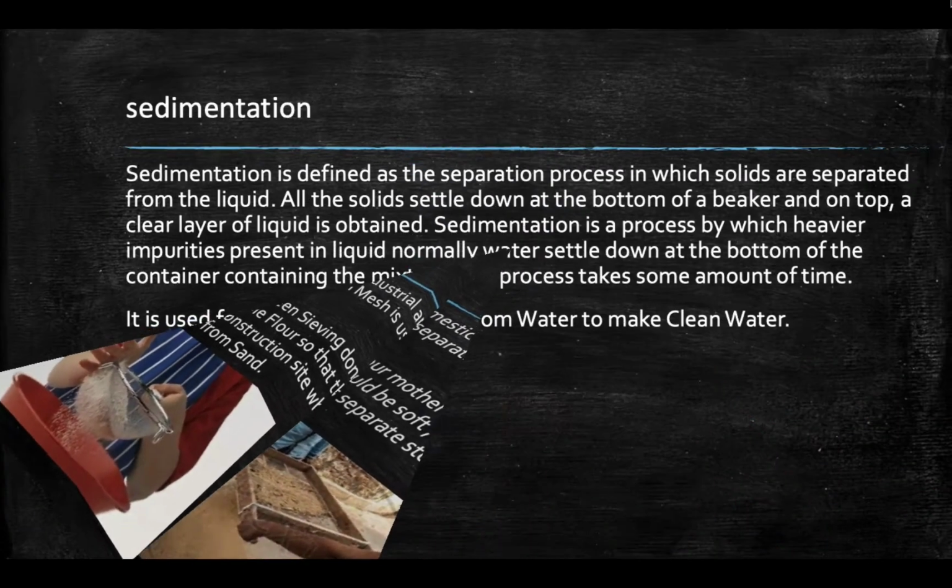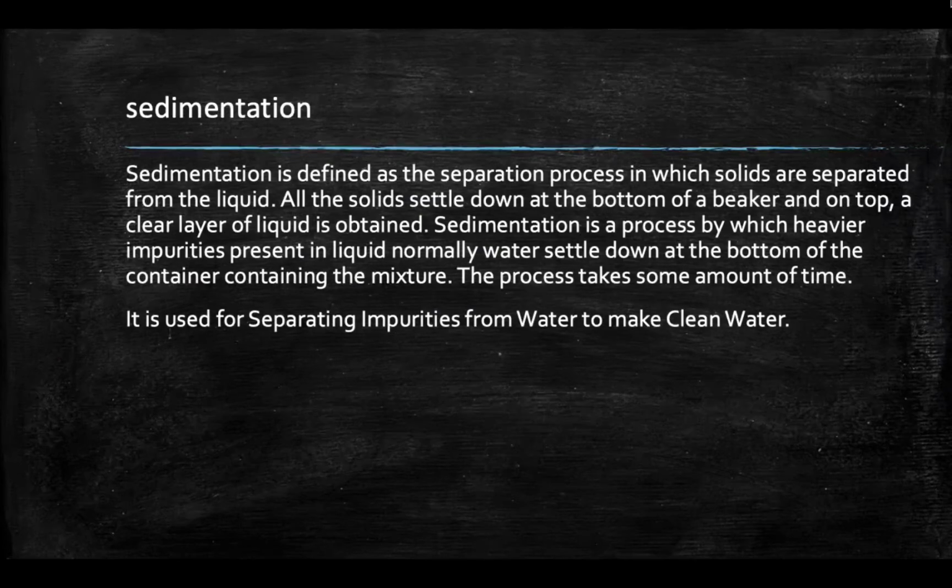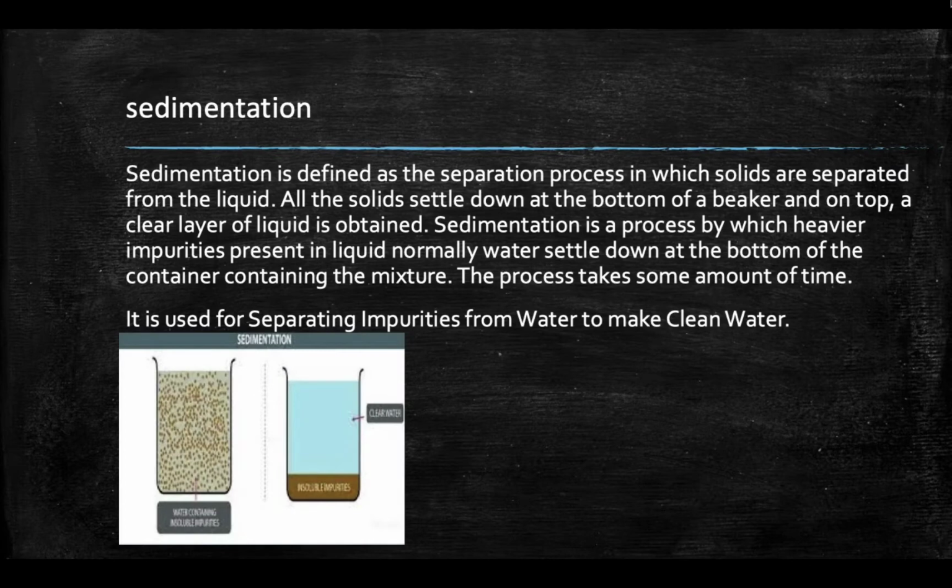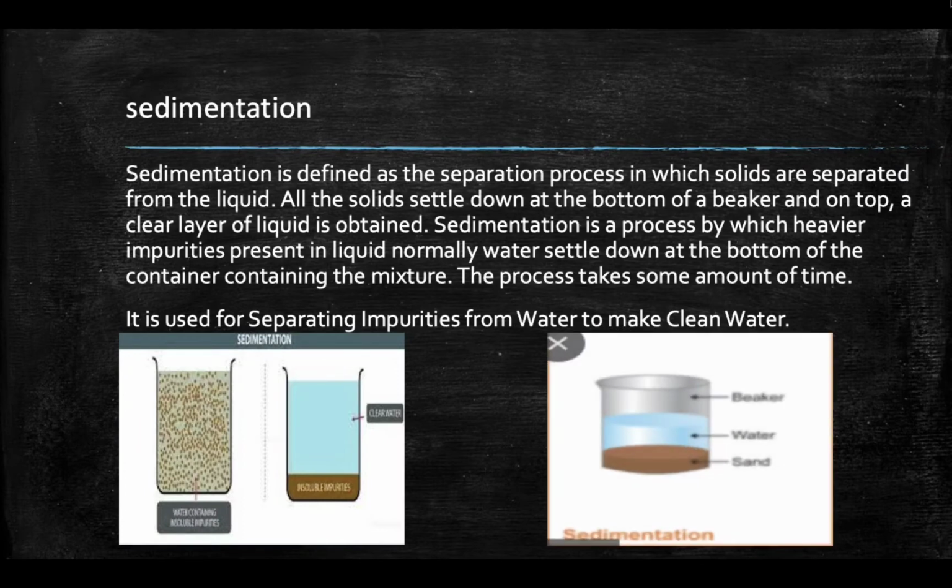After sieving, let us go to the sedimentation method. Sedimentation is defined as the separation process in which solids are separated from the liquid. All the solids mixed in the liquid settle down at the bottom of a beaker and on the top a clear layer of liquid is obtained. Sedimentation is a process by which heavier impurities present in liquid normally settle down at the bottom of the container containing the mixture. The process takes some amount of time, but it is used for separating impurities from water to make clean water.